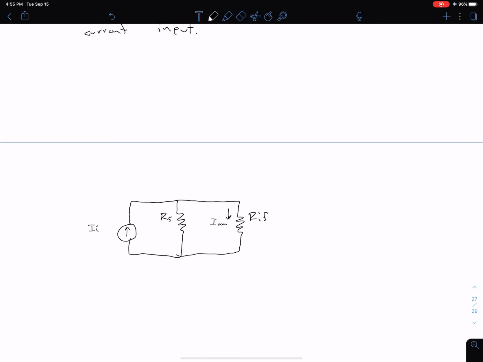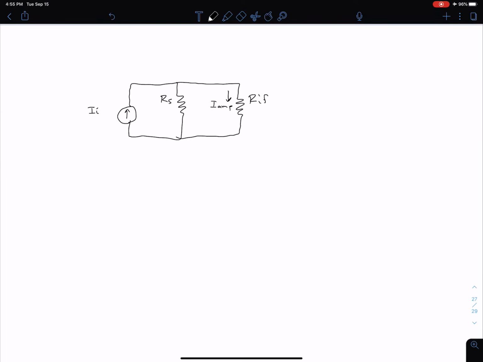So let's call this I_amp. And so we want this I_amp to be as close to I_input as possible, because of course we want to be amplifying the signal that's being input. We don't want to lose much of that signal as we're sending it to the input. So what we know is if we have two resistors here, we can say that our I_amp is equal to our input current, I_I, times, now in the denominator we have the sum of these two resistances, R_S plus R_IF, and in the numerator, if we're interested in the current in resistor R_IF, we're actually going to put the opposite resistor, R_S.